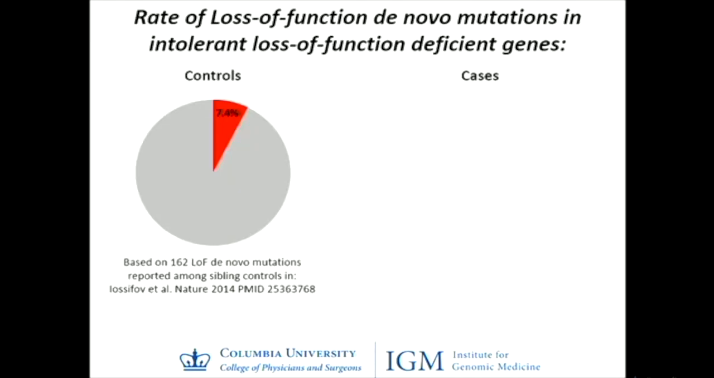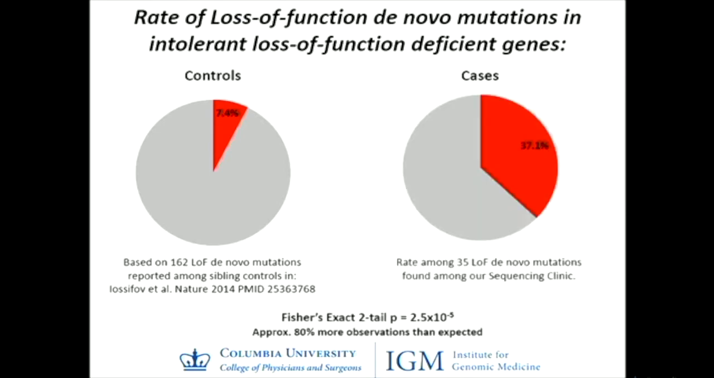If you take a collection of control trios again and find their loss of function de novo mutations, it is important to emphasize that loss of function de novo mutations do happen in controls as well. But what's important here is where they happen. About 7% of the time, these loss of function de novo mutations are happening in one of these loss of function deficient genes. In comparison, when we look at the case collection, it's about 37% of the time. So we're finding loss of function de novo mutations in our sequencing clinic cohort about 80% more often than we would expect given the control frequency of these mutations.